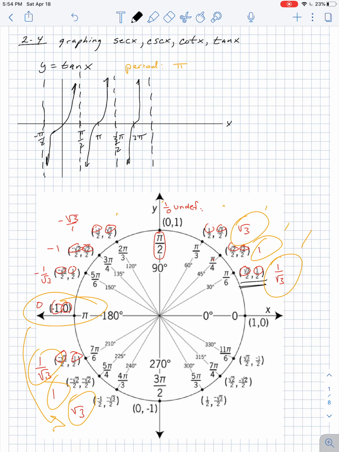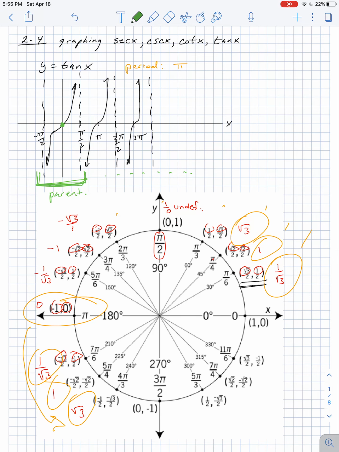But the parent graph is this period right here. This is what we have just decided is going to be the parent graph. So you don't have to draw all these extra cycles of it as you go out. Just draw that one that's going through 0, 0. This is supposed to be going through 0, 0 right there. And that will be sufficient. And that's the one that you're going to shift and flip and do all the stuff to. Okay. Everything works the same with shifts, flips, amplitude, period, all that.